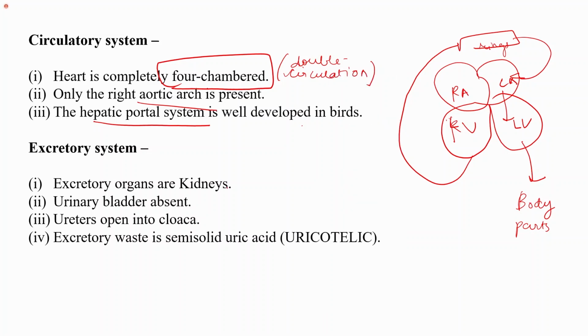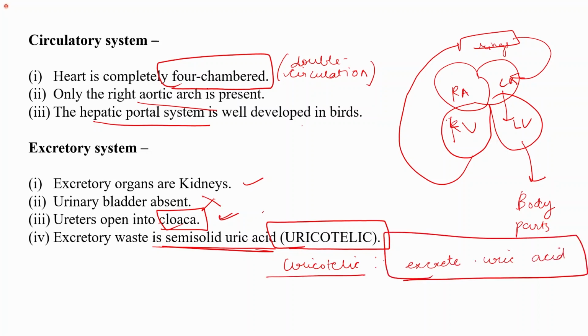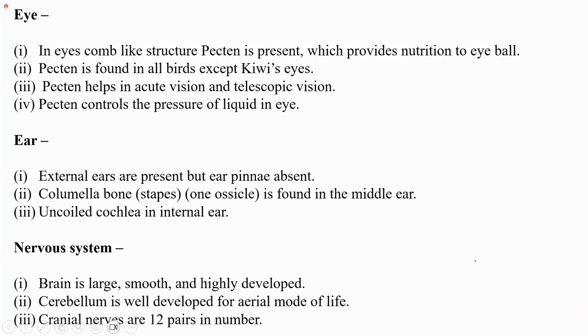Excretory system. Excretory organs are kidneys. Urinary bladder is absent. Ureter opens into a cloaca. As I showed you, it is a three-chambered cloaca. Excretory waste is semi-solid uric acid. Therefore, they are uricotelic. So, uricotelic means to excrete uric acid. Right? So, these are uricotelic. They excrete uric acid.